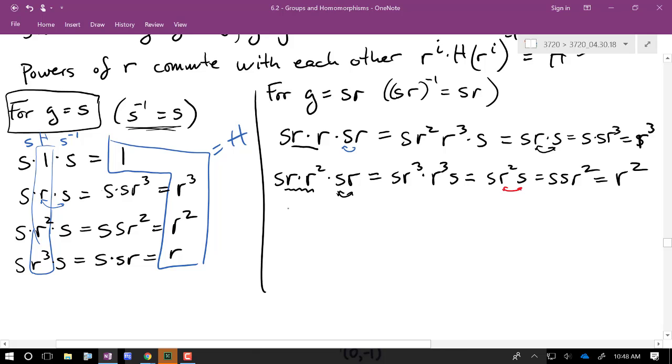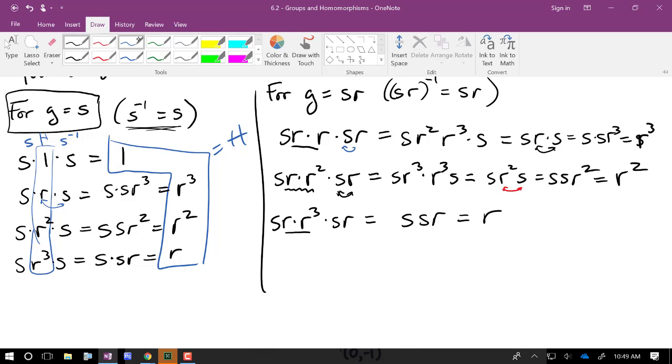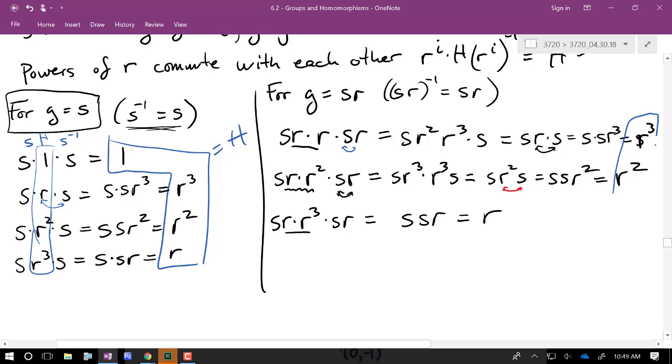And one more to go here. SR times R cubed times SR. And that gives us, let's see. R times R cubed is just 1, right? So this is S times SR, and S times S is 1, so that just gives us R. So notice here, again, we just get the rotations back. And if we had conjugated with the identity, that would give us the identity element.